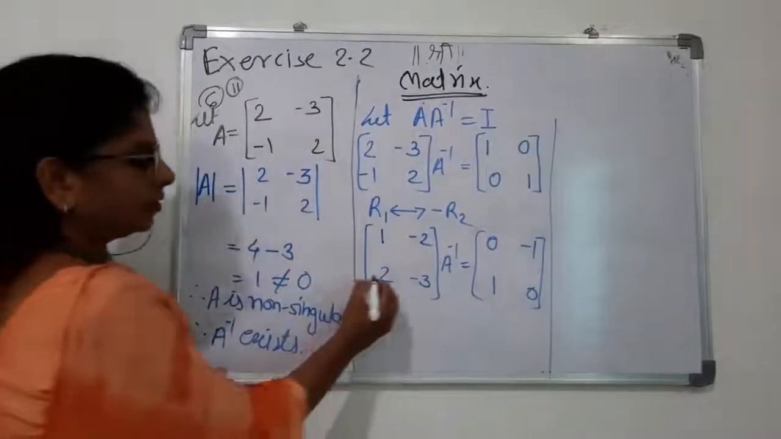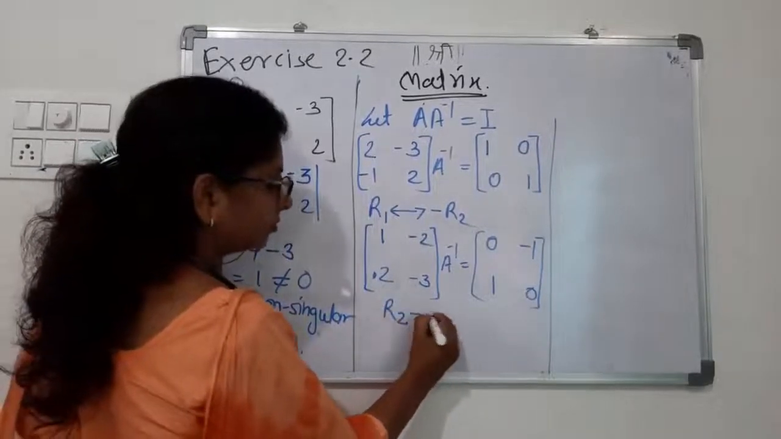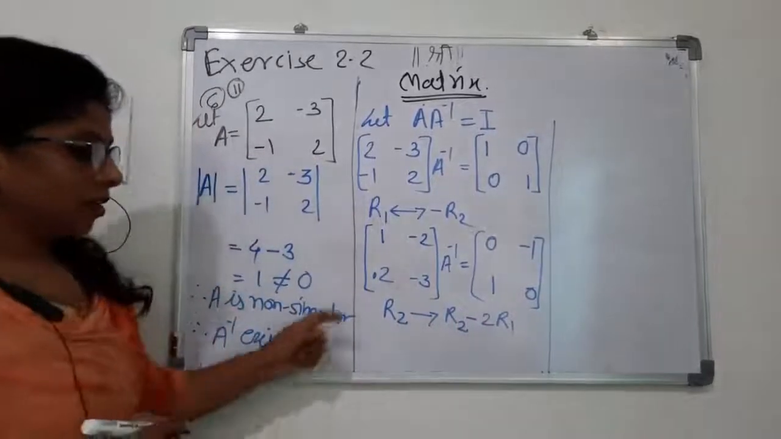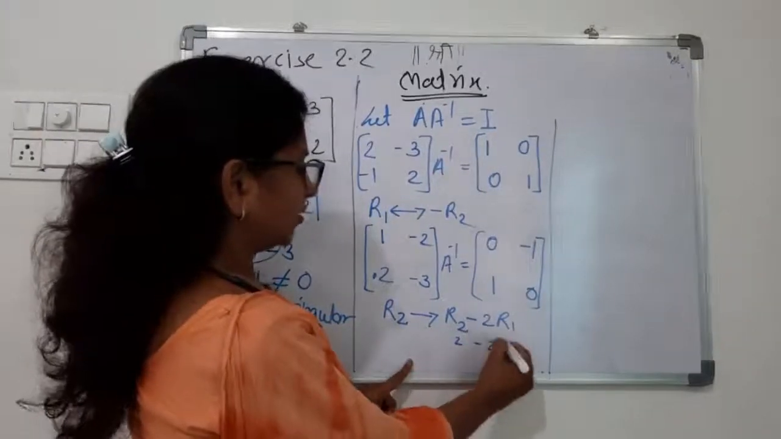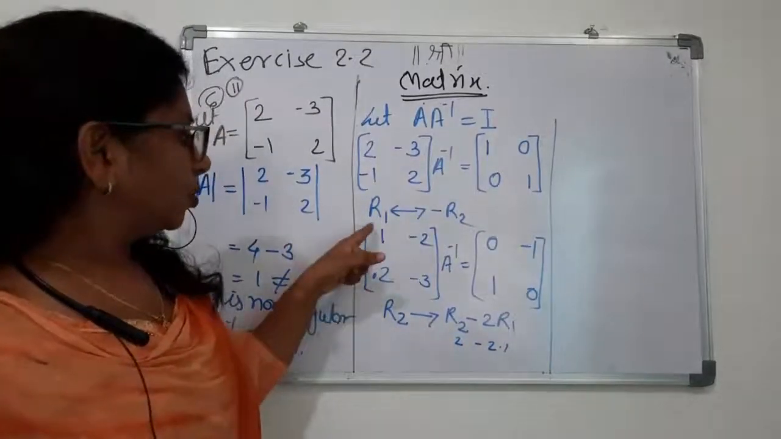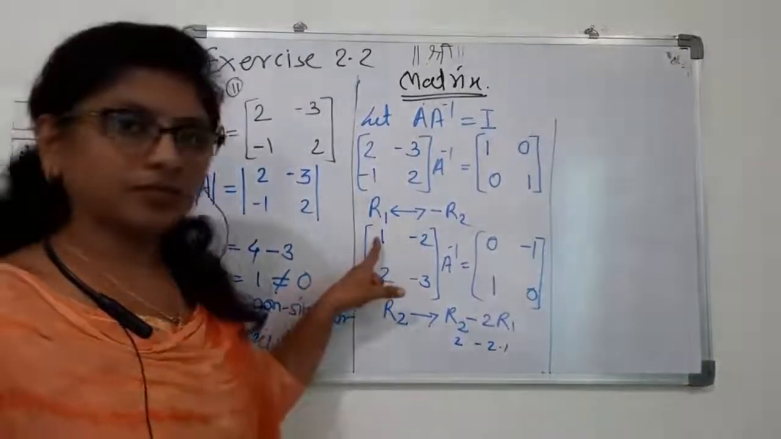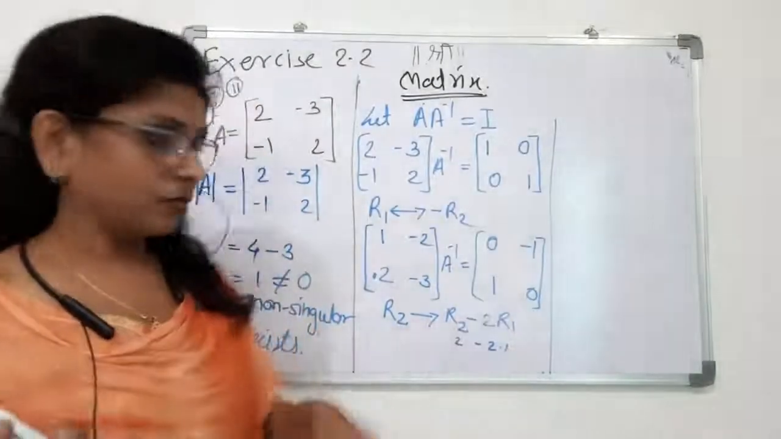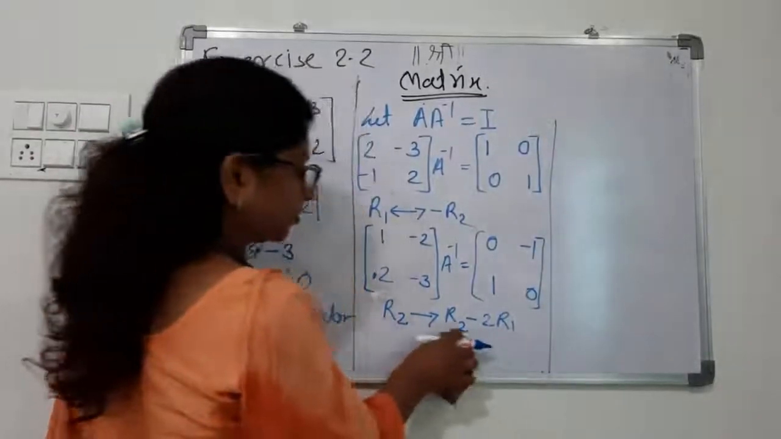Now we want 0 here. So what is the operation? R2 changes to R2 minus 2R1. Because it is 2, 2 minus 2 times R1, which is 1. Previously we discussed that to make the column 1, 0, we have to use R1. For the first column, we always use R1. For the second column, we will use R2. So this is the transformation we have to apply.